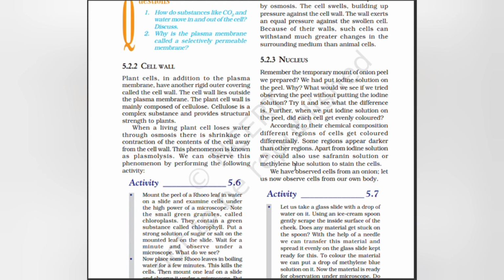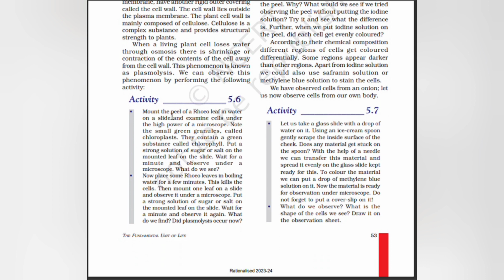We can observe this phenomenon by performing the following activity. Mount the peel of a Rhoeo leaf in water on a slide and examine the cells under the high power of the microscope. Note the small green granules called chloroplasts. They contain a green substance called chlorophyll. Put a strong solution of sugar or salt on the mounted leaf on the slide.